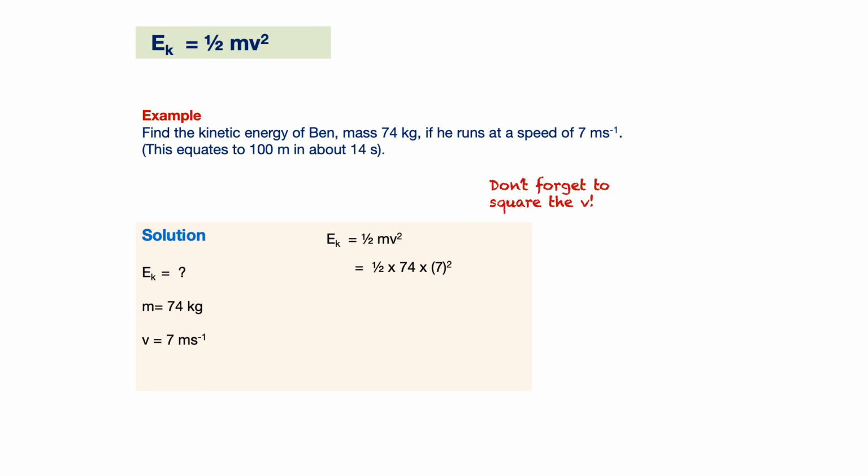do not forget to square the v. That is such a common mistake, and you'll lose marks immediately if you do. So remember to square the v. When you do square the v, you get 49, and Ben's kinetic energy then is 1,813 joules.